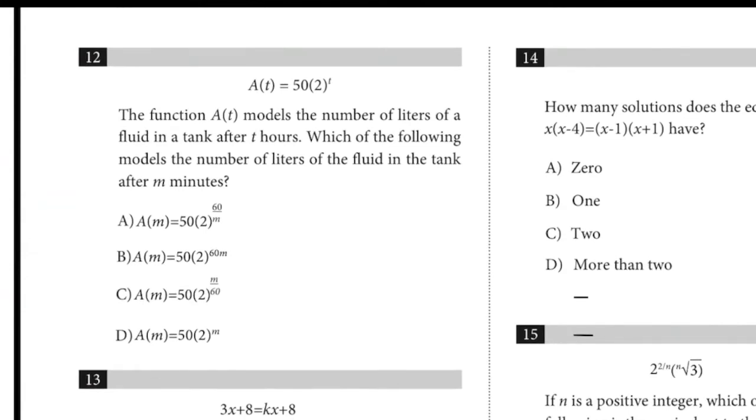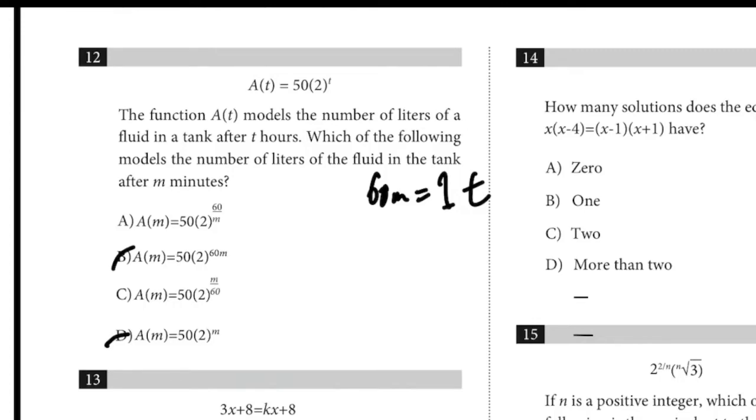On to question 12. The function a of t models the number of liters of a fluid in a tank after t hours. Which of the following models the number of liters of the fluid in the tank after m minutes? Right, so now we're trying to convert hours to minutes. So the trick that I like to use is if we plug in 60 wherever m is, it should be equal to 1t, because there are 60 minutes in 1 hour. So the ones that don't equal 1, like D and B, we can get rid of.